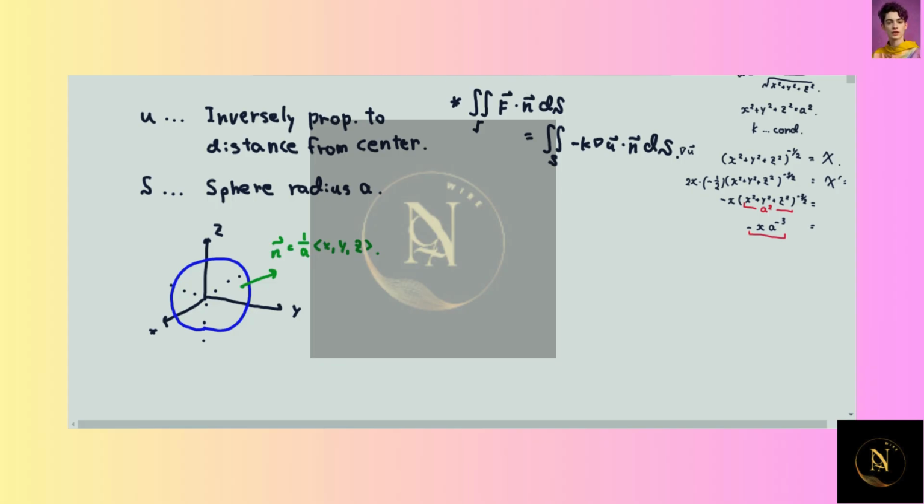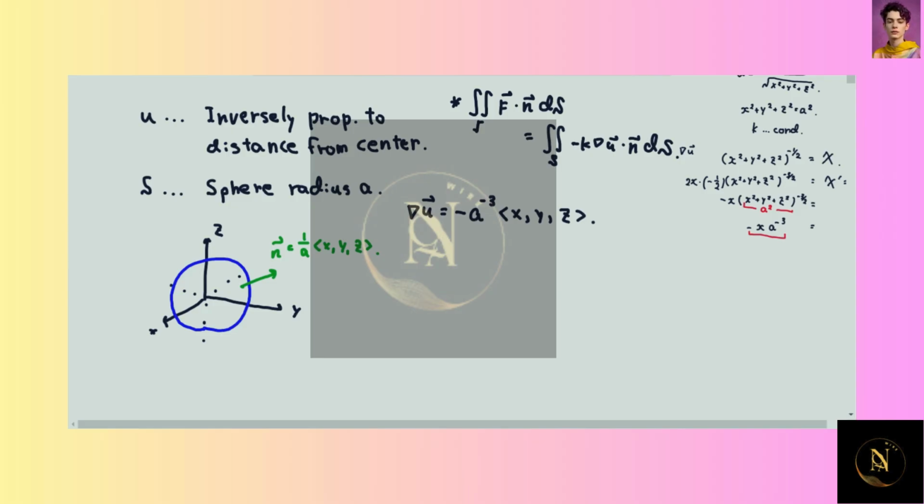So finally, when I calculate del u, using similar processes 2 more times, you can calculate that. This will simply be negative a to the negative 3 times x comma y comma z. There you go.